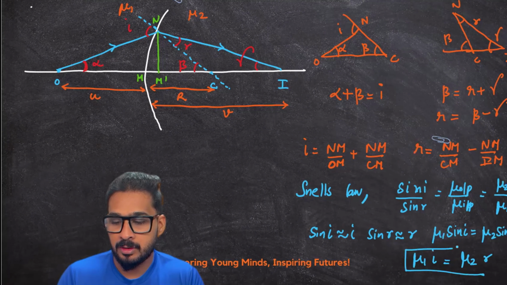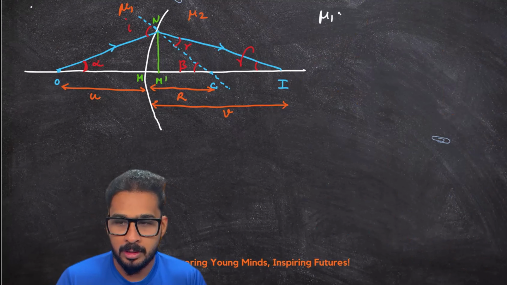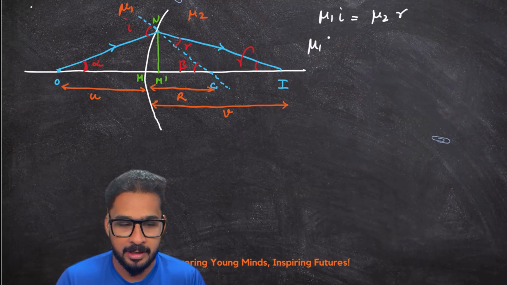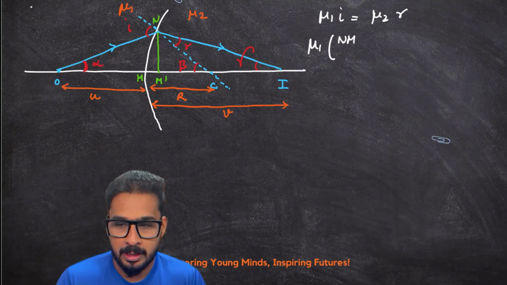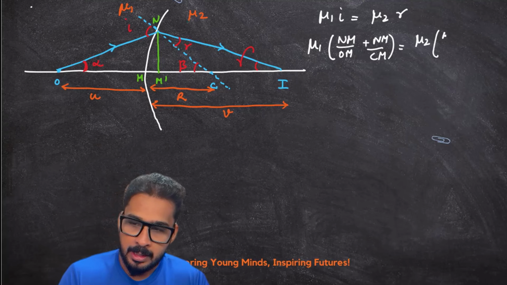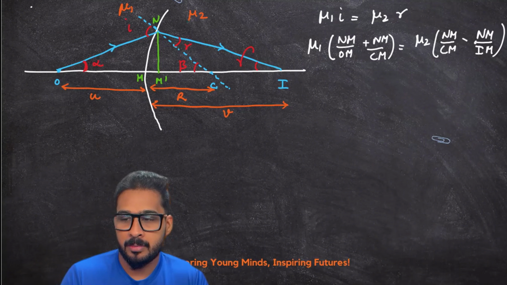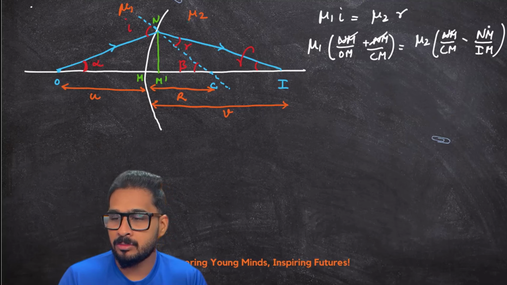This is the equation. Now having the equation mu1 into I is equal to mu2 into R, and substituting the values of I and R that have been previously derived, mu1 into (nm upon om plus nm upon cm) is equal to mu2 into (nm upon cm minus nm upon im). So you cancel all the nm's out.